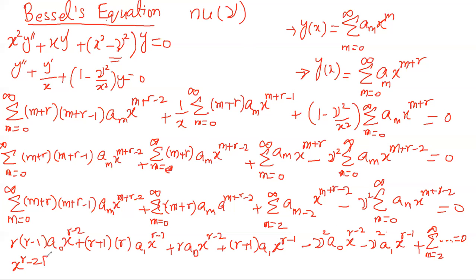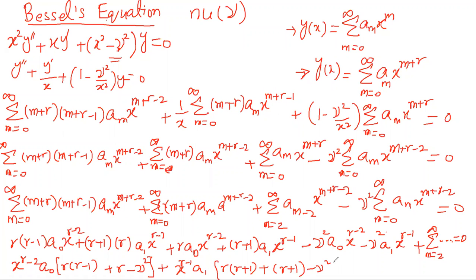The terms with x to the power r minus 2 are with the coefficient a0, so I can take it as common: x to the power r minus 2 and then a sub 0. So it will be now r into r minus 1, plus r minus nu square. And then plus the term with x power r minus 1, a1, which will be r into r plus 1 plus r plus 1 minus nu square.